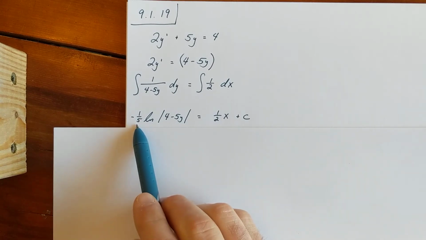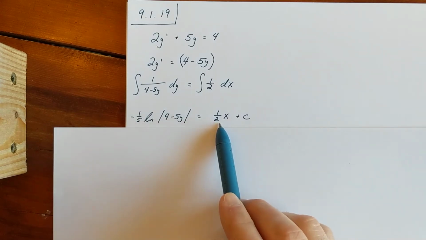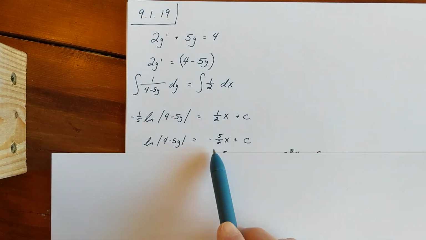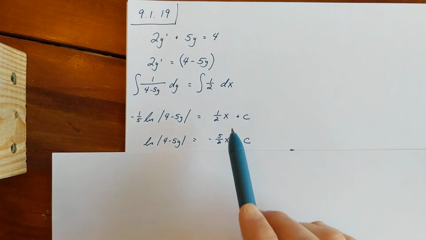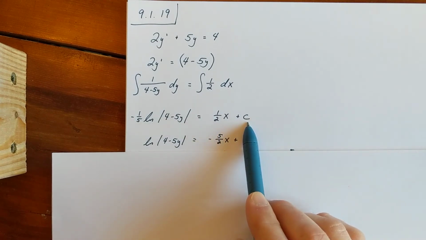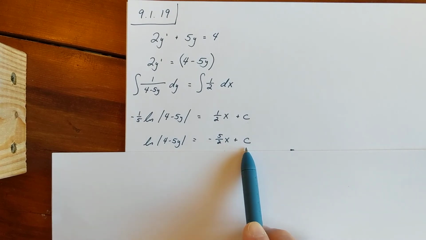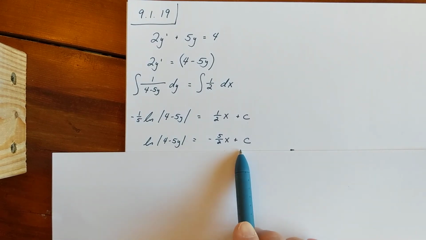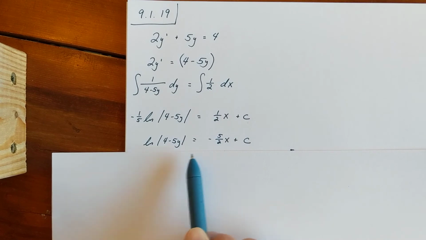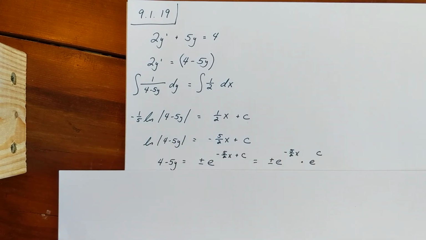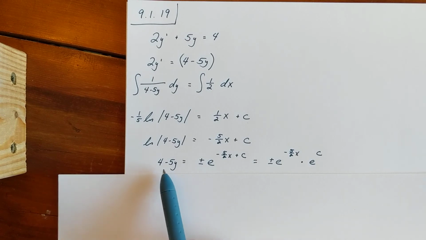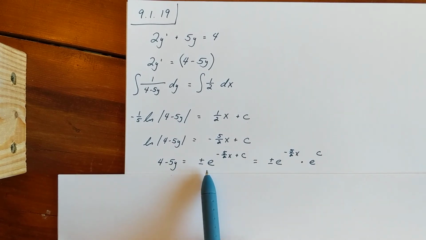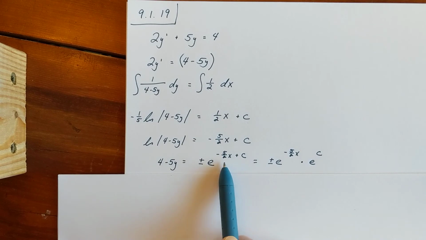First thing we have to do is to get rid of the negative 1/5, and we'll do that by multiplying both sides by negative 5. So a negative 5 times the 1/2 x is going to get us a negative 5/2 x, but remember that a negative 5 times a constant is still just a constant, so that one we can just leave as plus c. Now we're going to undo two things at once. We'll get rid of a natural log by exponentiating both sides. We'll get rid of the absolute value by putting a plus or minus there in front of that e. So we end up with 4 minus 5y is equal to plus or minus e to the entire right side as its power.